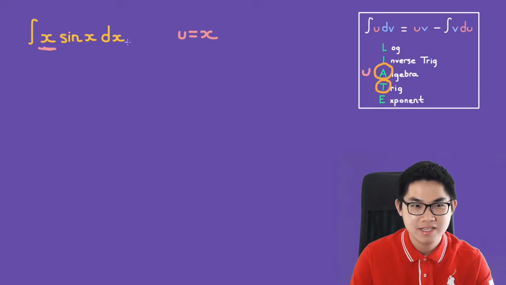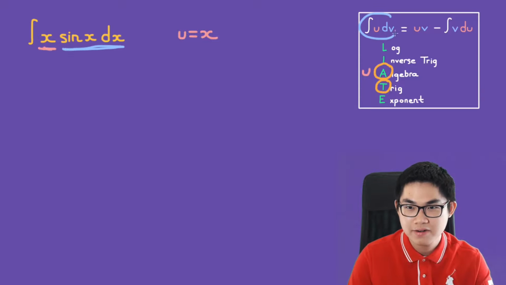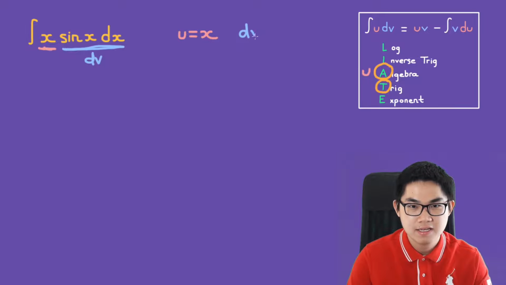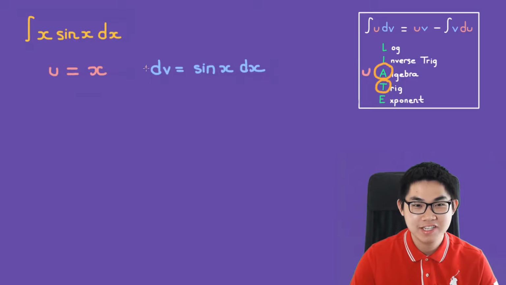And how about this part? Well, this part here, if you look at our formula here, you can see that we have the dv. So the rest of this, all of this will be dv. We have dv equals sine of x dx. So we have the u and we have the dv. Now what else do we need? Well, if you look at the formula, we also need a v and a du. So let me show you how to find those.